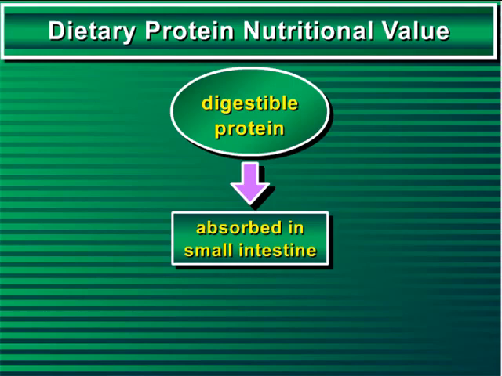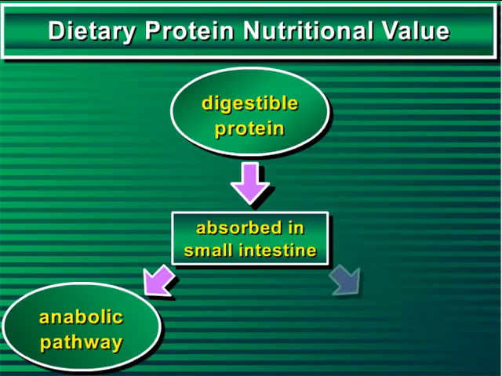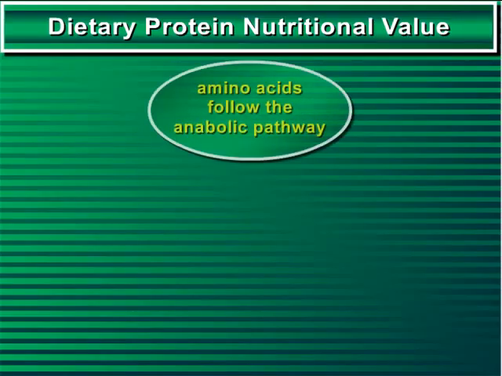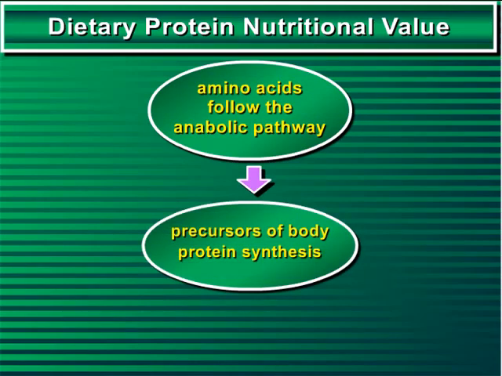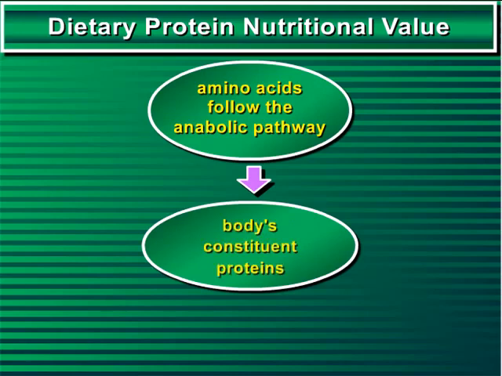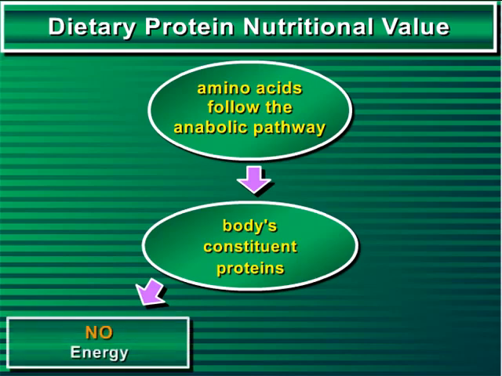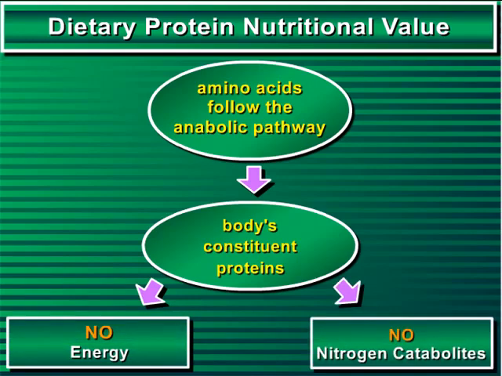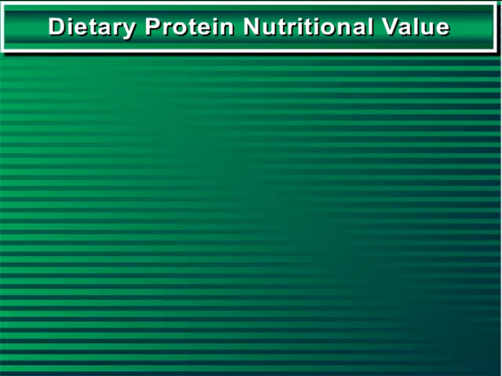Then, those amino acids can follow either the anabolic or the catabolic pathway. When amino acids follow the anabolic pathway, they act as precursors of body protein synthesis, which is their primary function, thus becoming the body's constituent proteins. Throughout the anabolic pathway, no energy or nitrogen catabolites are released.